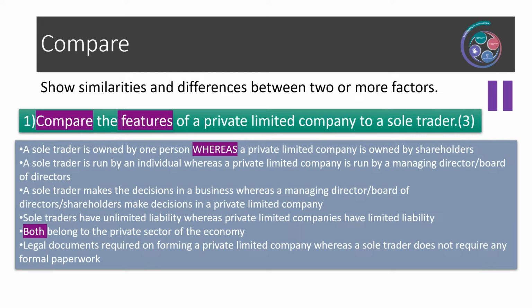Sole traders have unlimited liability, whereas private limited companies have limited liability. Both belong to the private sector. Now, this is the part that you don't necessarily need an A or a B, because it's a similarity in which you would use the word both. Legal documents are required on forming a private limited company, whereas a sole trader does not require any formal paperwork.